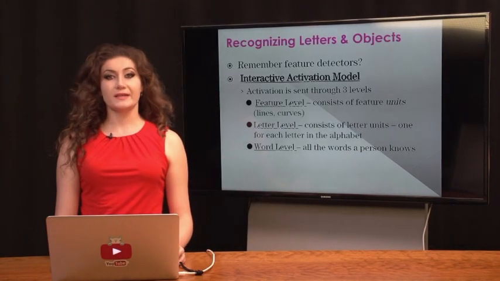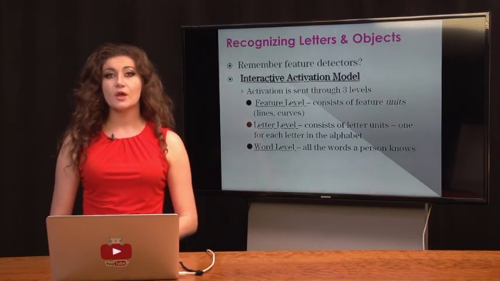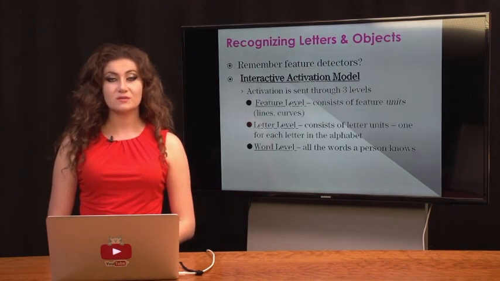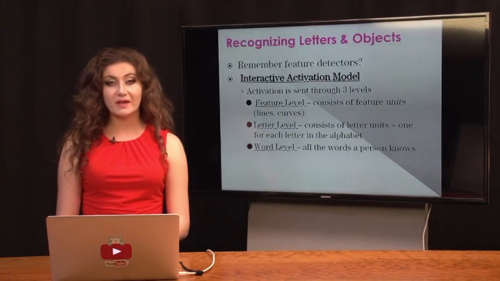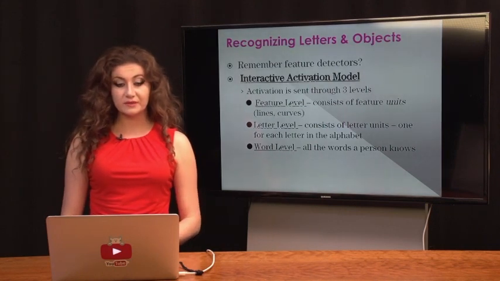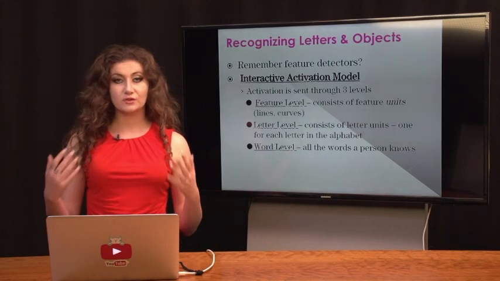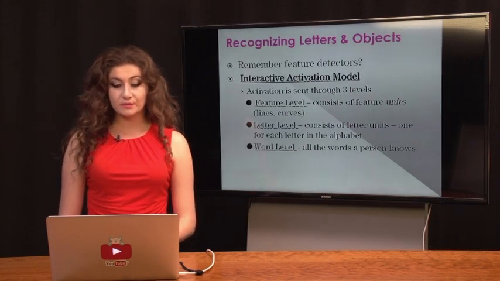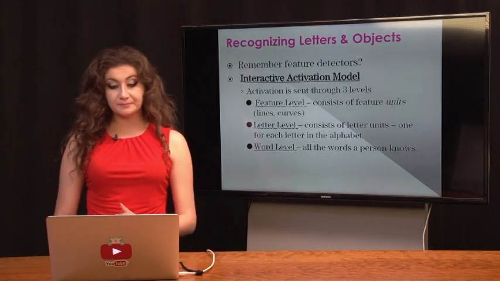In terms of recognizing letters and objects, when we spoke about feature detectors in our memory chapter, we understood that there are specific neurons that respond to different types of stimuli. This leads us to the interactive activation model, which says that activation in our brain is sent through 3 different levels. The first is called the feature level, and this consists of feature units such as lines and curves. The second is called the letter level, which consists of letter units, and as we know, we have one for each letter in the alphabet.